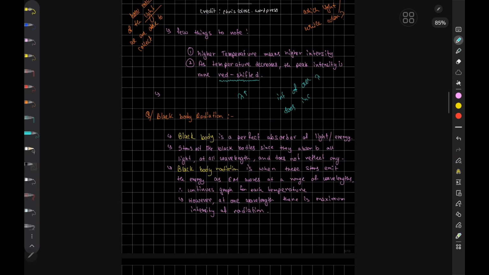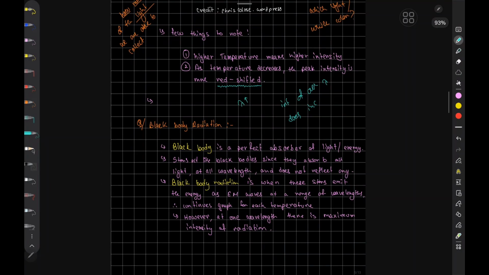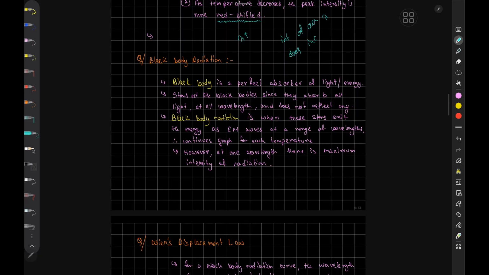So what is black body radiation? A black body is basically a perfect absorber of light or energy. For example, stars, right? Stars act like black bodies since they absorb all light.